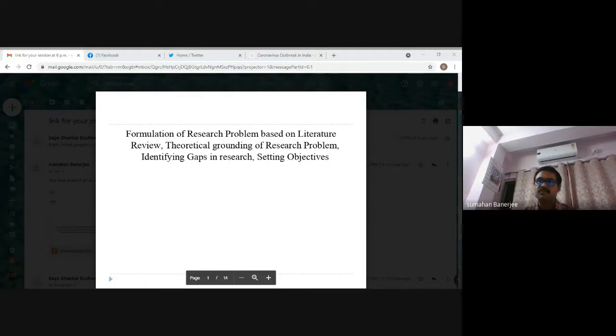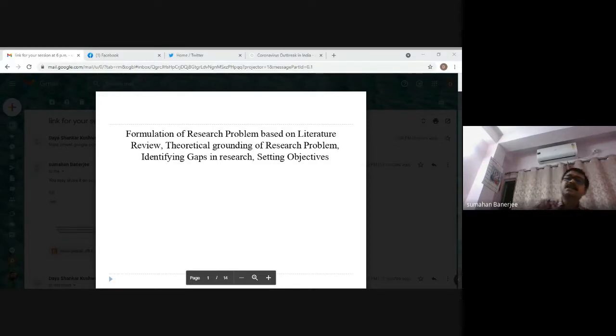So this knowledge contribution can only be done if the research gap is identified. And one of the most important purposes of literature review is to identify the research gap. Now, we find that various scholars have talked about how the literature review should be done, and how to interrogate the questions in literature review.